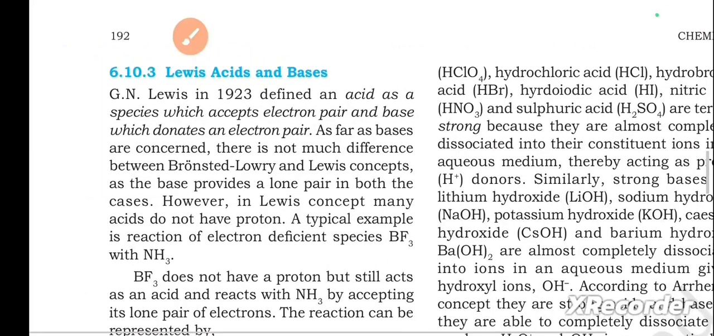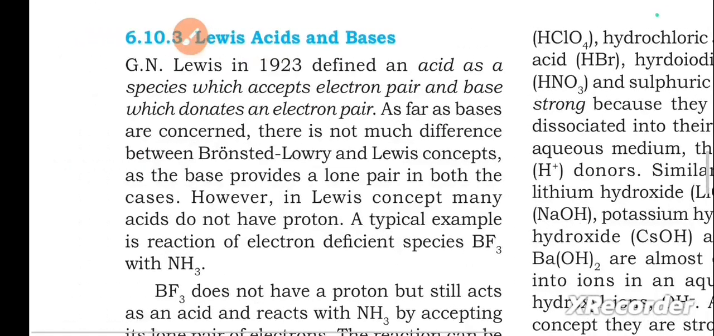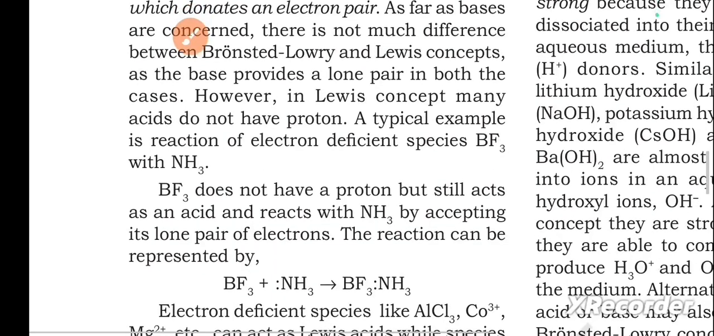Next, Lewis acids and bases. G.N. Lewis in 1923 defined an acid as a species which accepts an electron pair and a base as one which donates an electron pair. As far as bases are concerned, there is not much difference between Bronsted-Lowry and Lewis concepts, as the base provides a lone pair in both cases. However, in the Lewis concept, many acids do not have a proton.